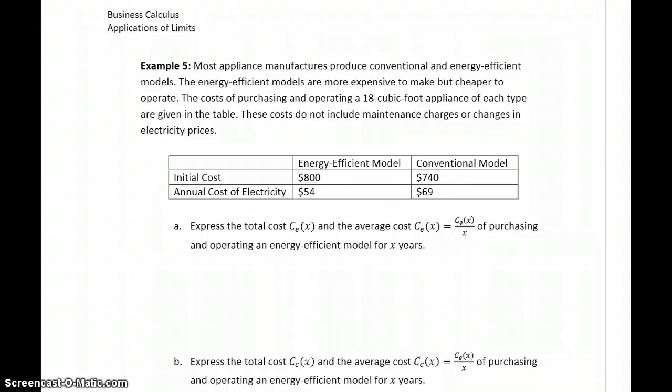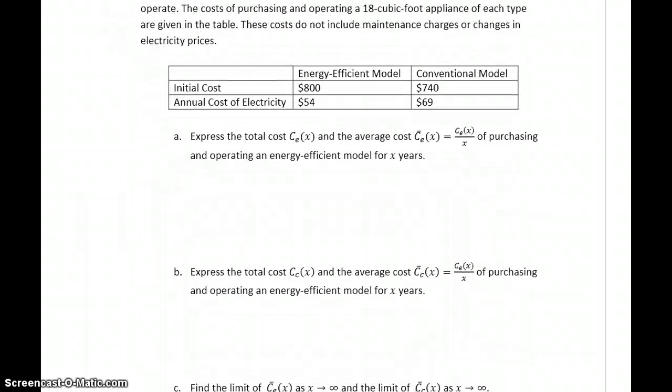In example 5, we have a question where we'll consider a similar type of problem, but in this case comparing two different models, an energy efficient model and a conventional model. So we know the energy efficient models are more expensive to make, cheaper to operate. So the cost of purchasing both of these models are provided below. We want to first express the total cost and the average cost of purchasing and operating an energy efficient model for x years.